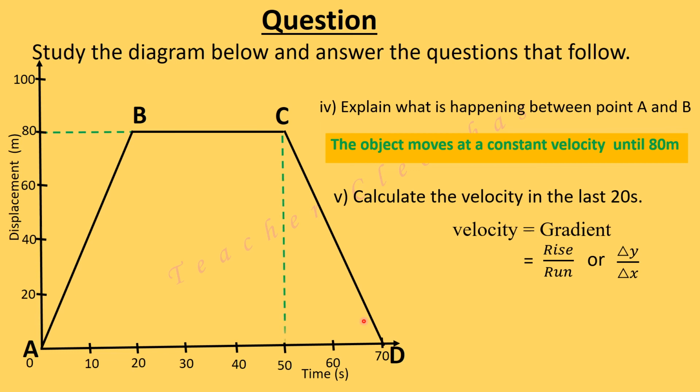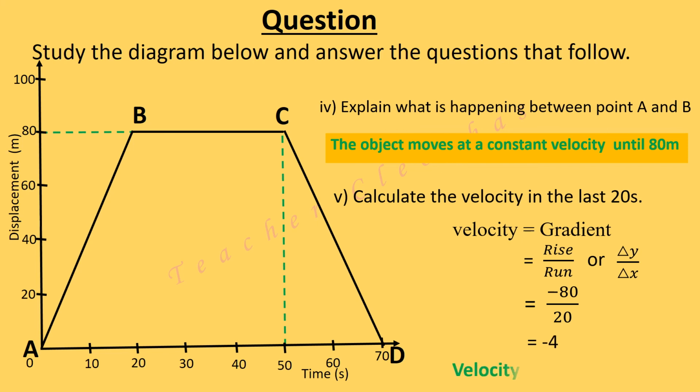So, for us to get this, we take the displacement at point D, which is 0, minus 80 meters. So 0 minus 80 gives us negative 80. Then the run is taken to be 70 minus 50, which is 20. So let us now substitute negative 80 for the rise and 20 for the run. So negative 80 divided by 20 gives us negative 4.